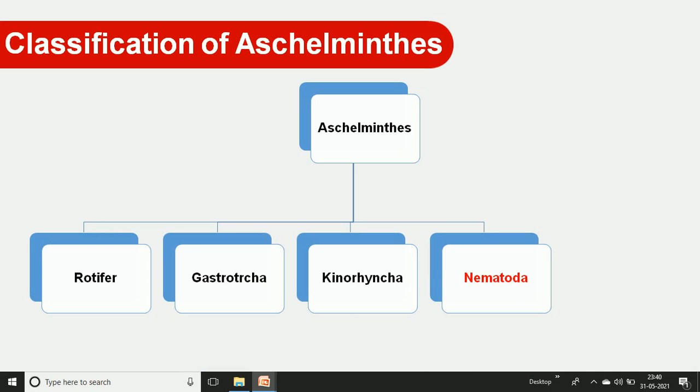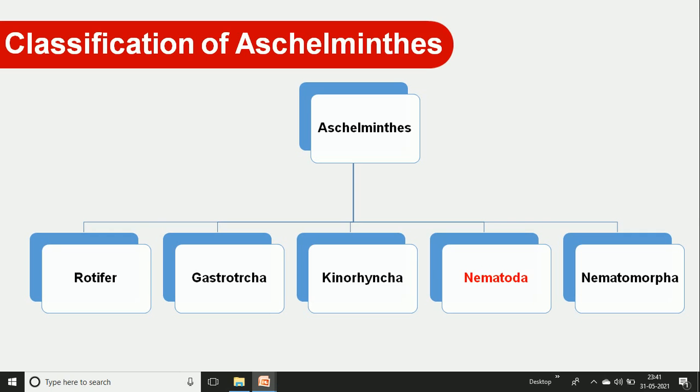Then the most evolved, successful class found in the Aschelminthes is known as Nematoda, the fourth class of the phylum Aschelminthes. And lastly, Nematomorpha is a class of Aschelminthes. That means it is easy in front of you: the phylum Aschelminthes is divided into 5 classes. Out of the 5 classes, the nematodes are a well-successful group and have evolved within the phylum Aschelminthes.